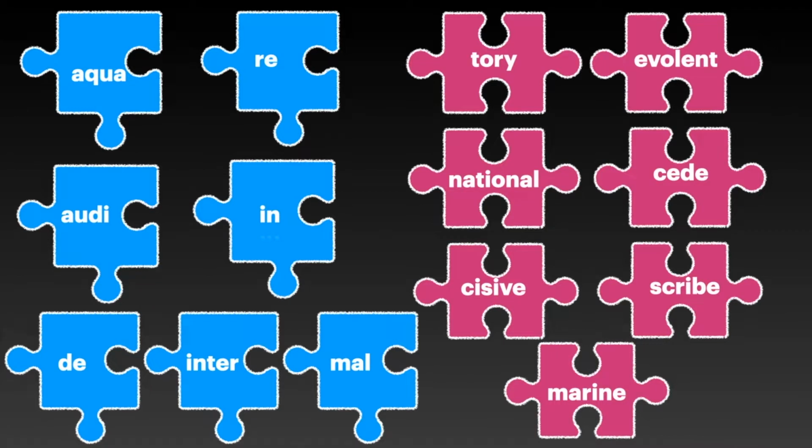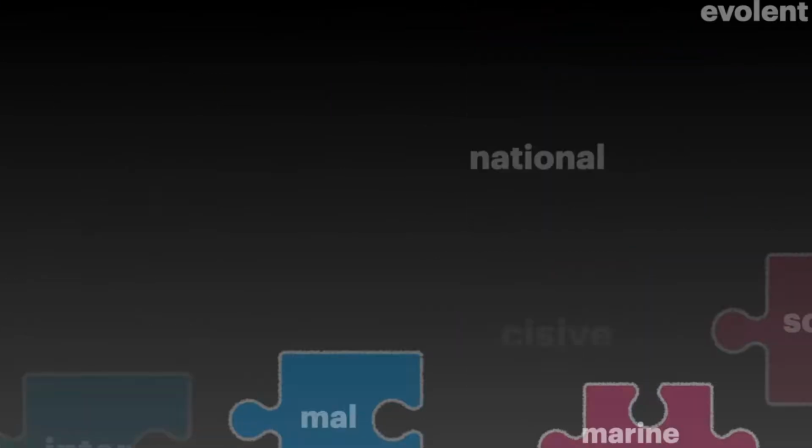Now it's time to practice our stems and review a couple from the last time. You're going to match the blue puzzle piece to the pink puzzle piece to make complete words. Try matching these now. All right, let's see how you did.